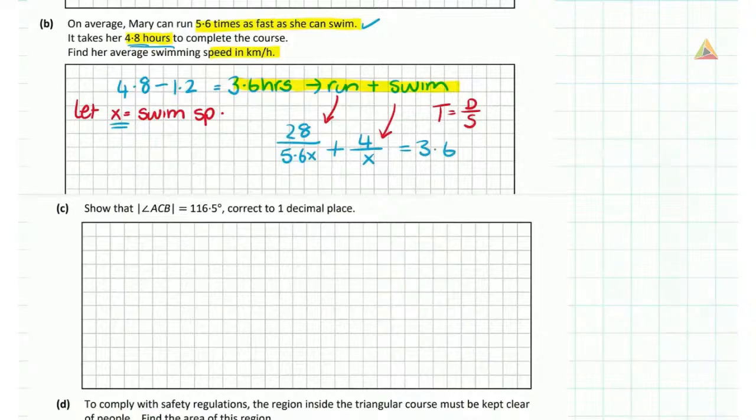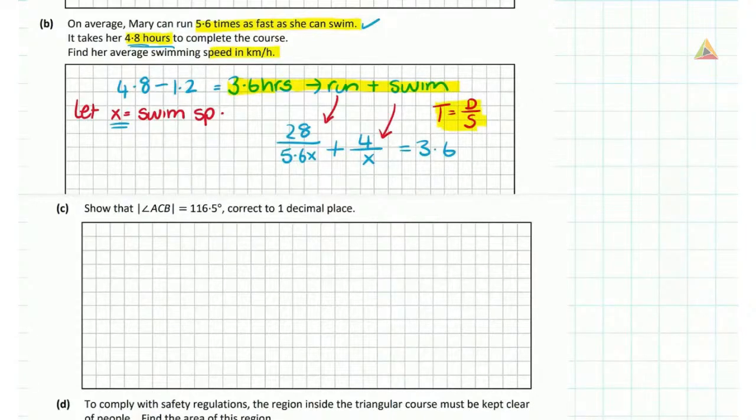Okay, so just to recap on that, we are using our Dad's silly triangle to find the time, because we already know that the time is 3.6. So we're going to work out the time it takes her to run, which is the distance of the run, 28, over the speed of the run, which is 5.6 times her swim speed, plus 4 is her distance for the swim, and the speed for her swim is going to be x, okay? And from there, I haven't left myself a whole lot of space, but we're just going to solve that equation.